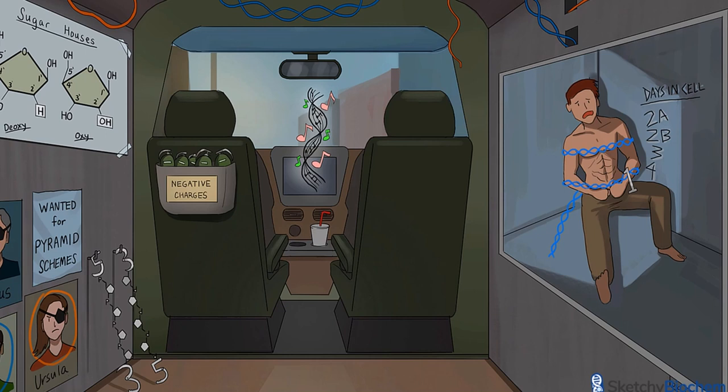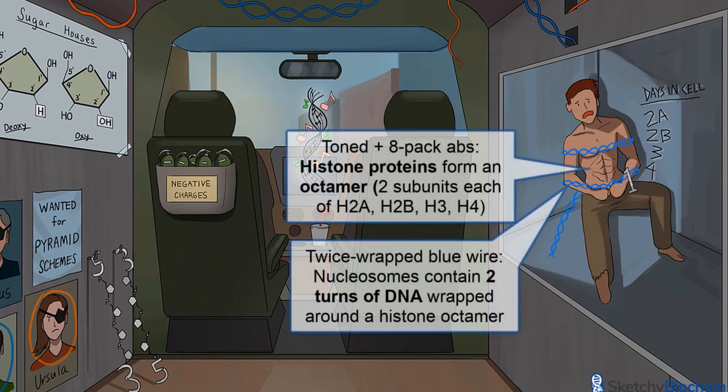You'll see video footage of a tied-up, toned man. His tone, he's toned. Real toned. Note the blue wire wrapped around him. 2 subunits of H2A, H2B, H3, and H4 histone proteins form an octamer, or 8-part structure. What a coincidence! Mr. Histone Man has 8-pack abs. He's basically a nucleosome if you include him with the blue wires.